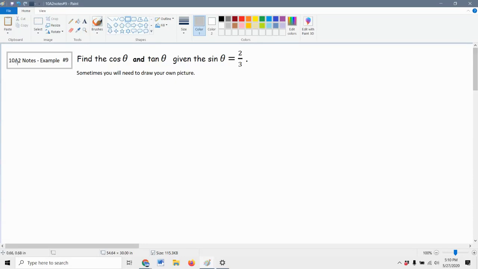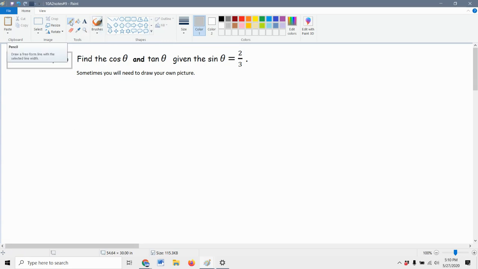Hi guys, we are on 10A Part 2 notes, and this is example number 5. So just like the problems that we have been working, this problem asks us to find cosine of theta and tan of theta, given the sine of theta is 2 over 3. And again, sometimes you need to draw your own picture.